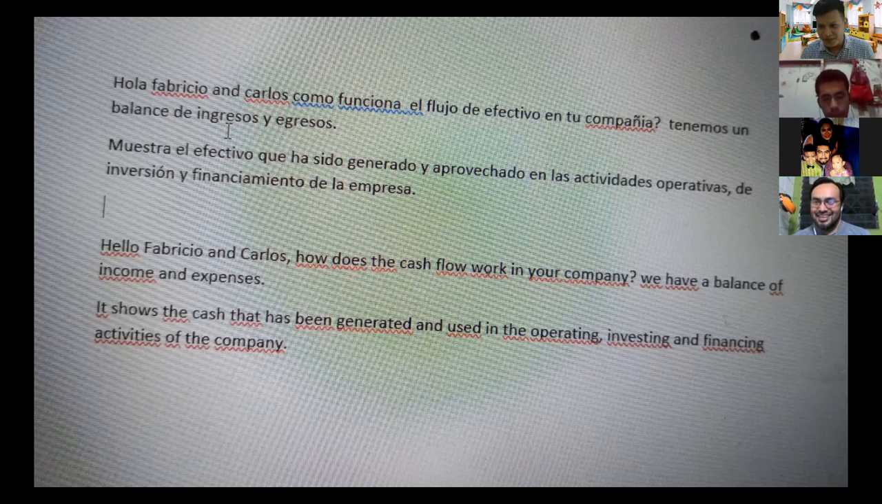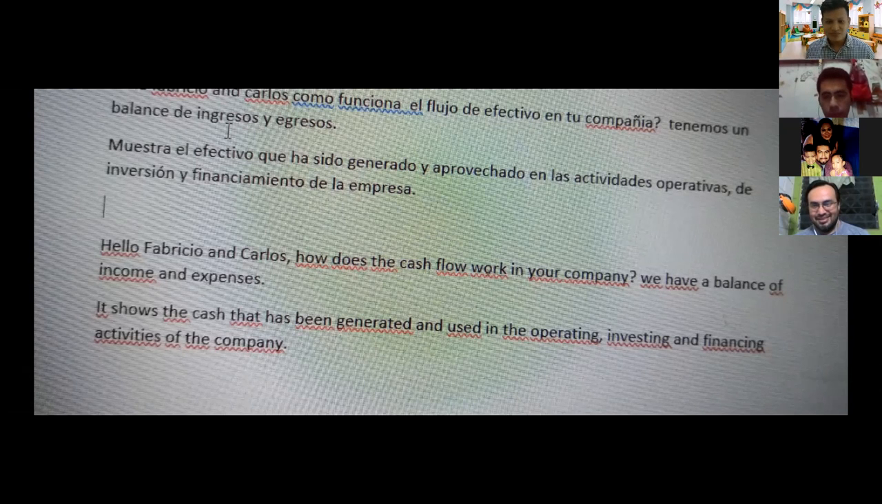Okay, right now with Carlos Mejia. Hello, Carlos. How does the cash flow work in your company? We have a balance of income and expense. Cash that has been generated and used in the operations and financing activities of the company. Okay, really nice.